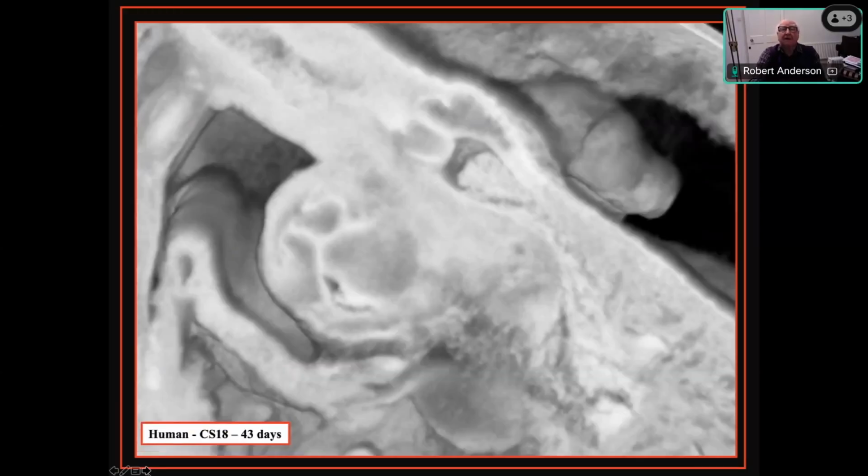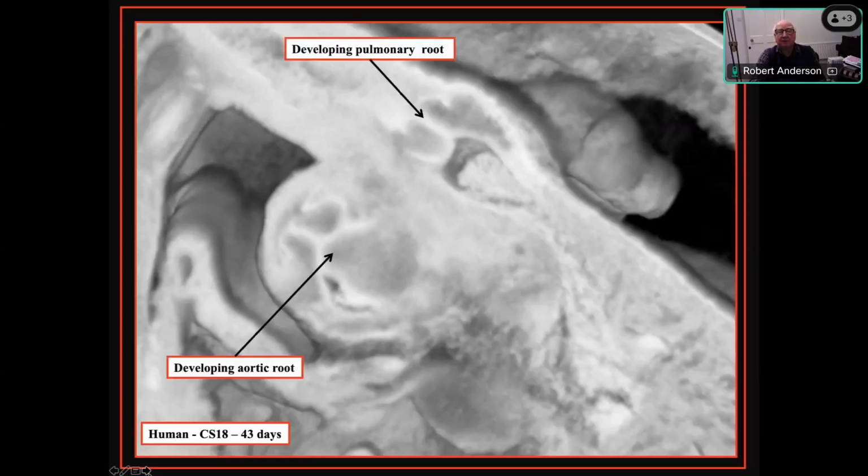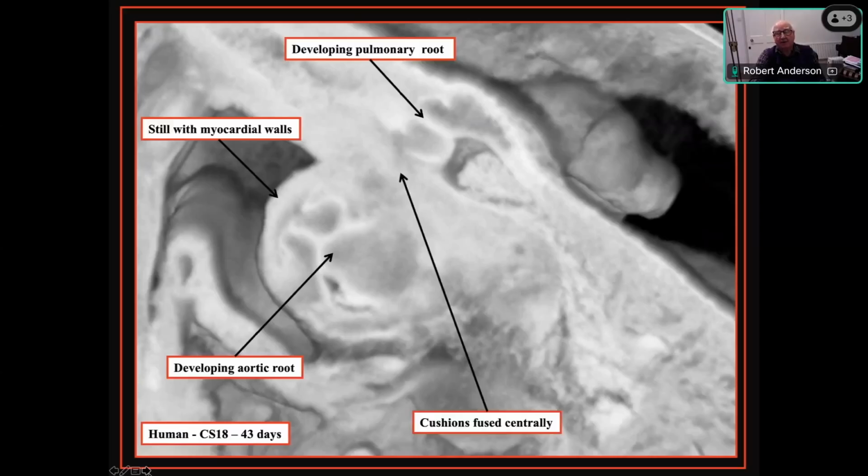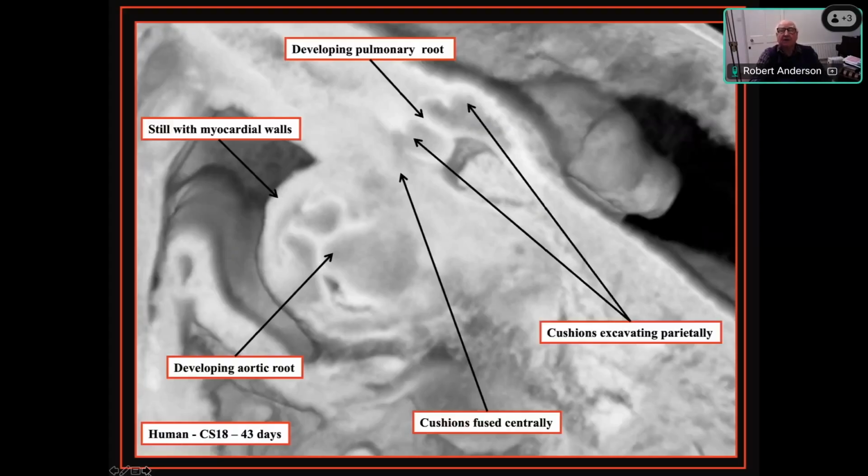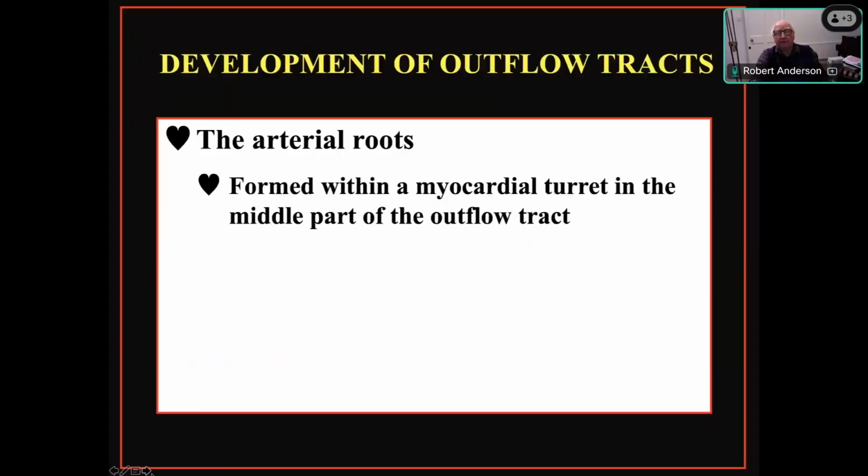And we can take a human embryo and cut it in oblique subcostal fashion again, and I can show you exactly what is now happening in the middle part of the outflow tract, because we're cutting the aortic root almost at right angles to the pulmonary root. They both at this stage retain their myocardial walls, but the cushions are excavating, having fused centrally, to give us the leaflets of what eventually will be the pulmonary valve anterosuperiorly, the aortic valve postero-inferiorly.